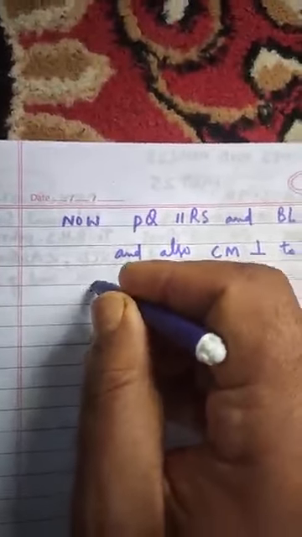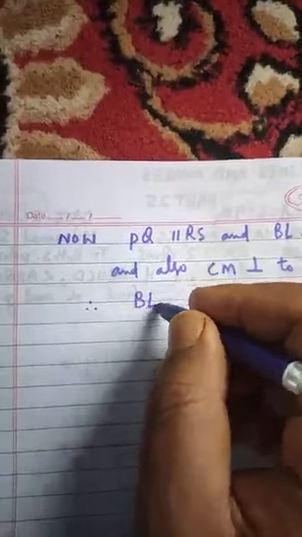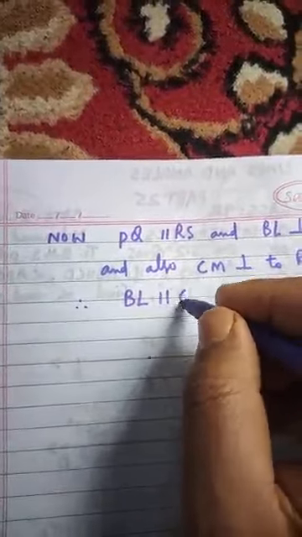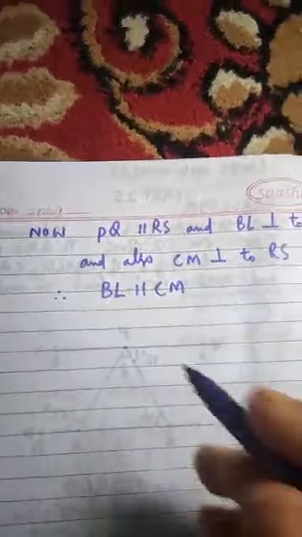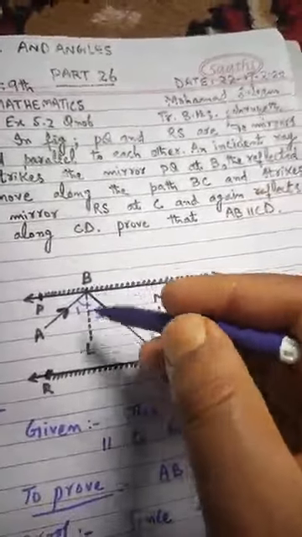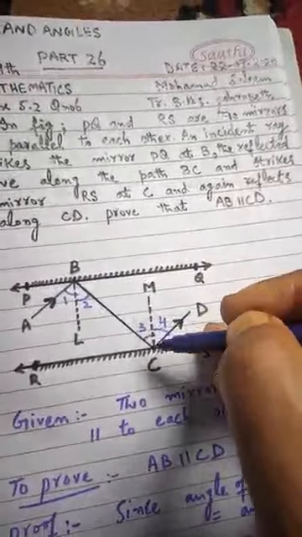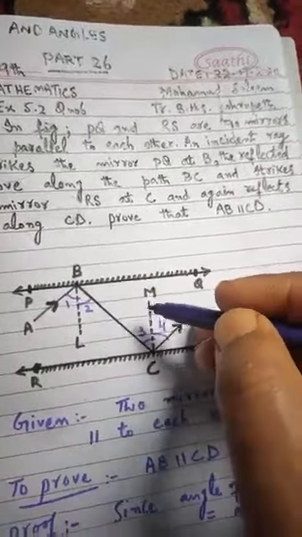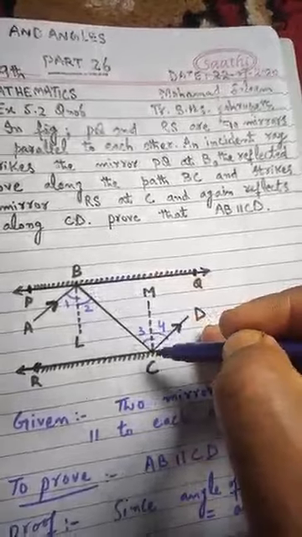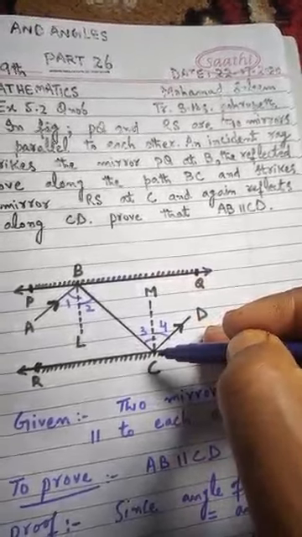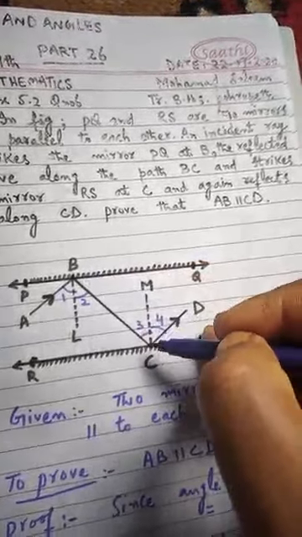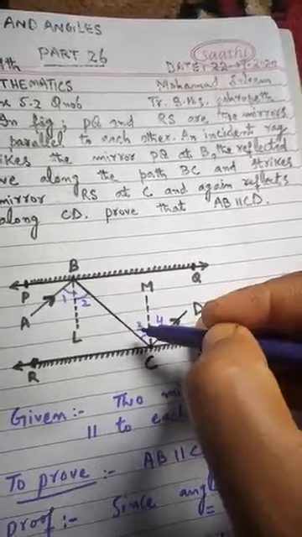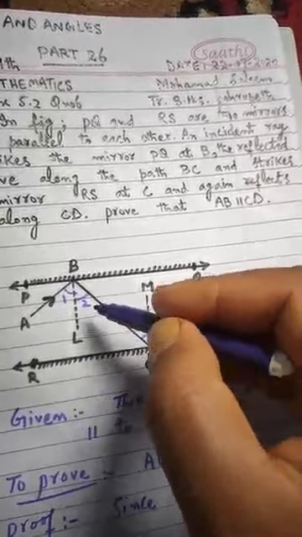तो therefore, इससे पता ये चलता है हमें कि BL is parallel to CM. These two lines are parallel. And BC is a transversal. That means angle 2 is equal to angle 3 because these are alternate interior angles.